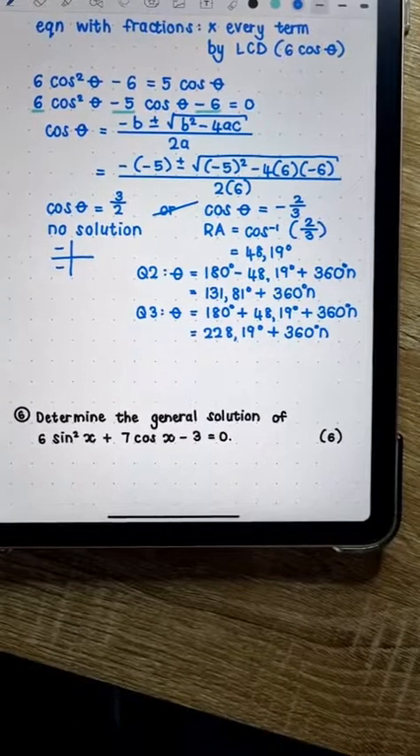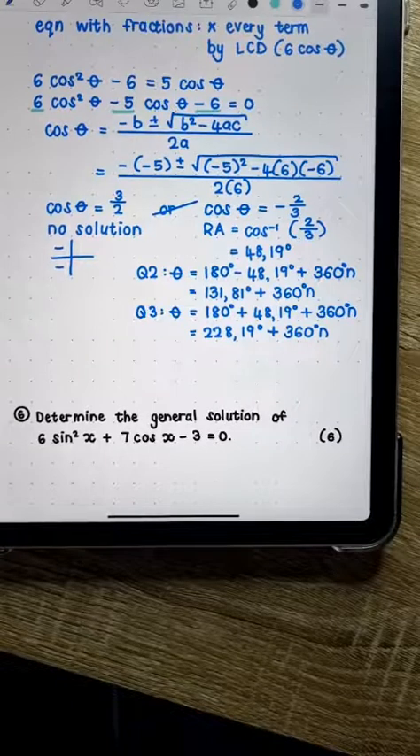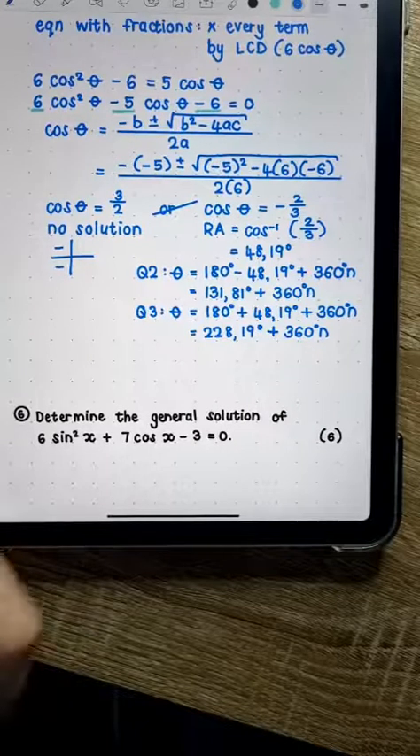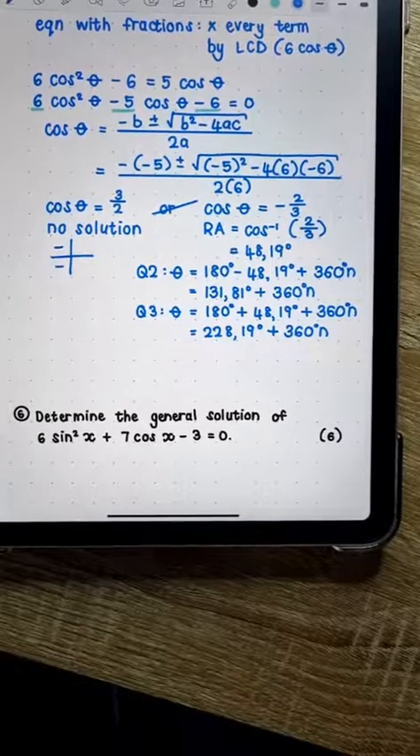Is it okay to write undefined? The thing is, they're asking you to solve for theta. So I would rather say that it's not that theta is undefined. It's just that there isn't actually an answer for theta here. So I would rather write no solution instead of undefined.